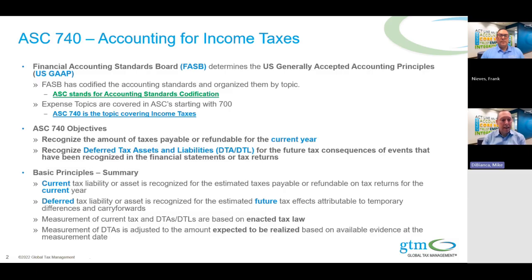The objectives within ASC 740 are to recognize the amount of taxes payable or refundable for the current year, so your income tax payable or receivable account, and to recognize deferred tax assets and liabilities for the future tax consequences of events that have been recognized in the financial statements or tax returns.